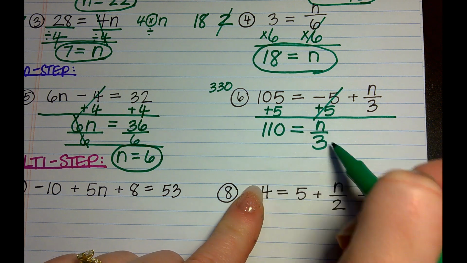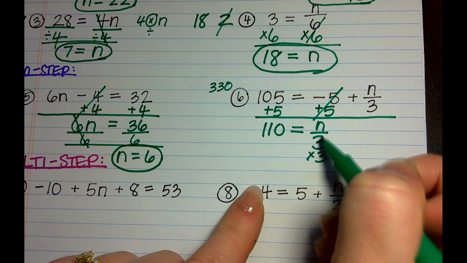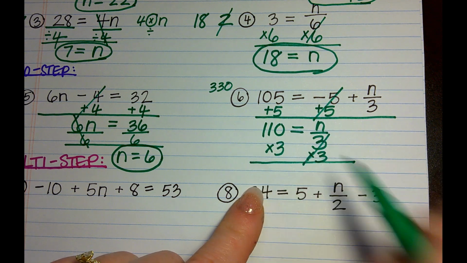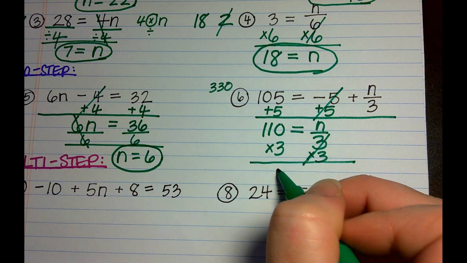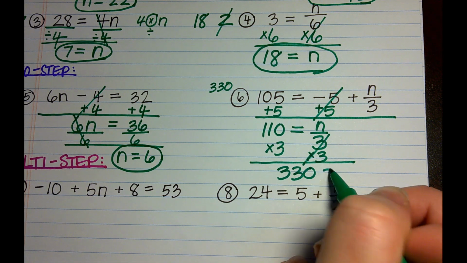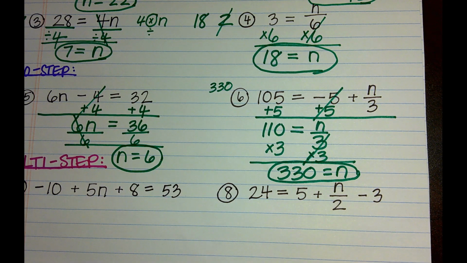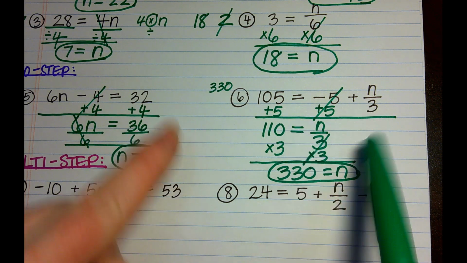Good. Okay. Now that's the step that I didn't do. Multiply by 3. And n divided by 3, we do times. So 330 equals n. Yes, 330 equals n. Good job, guys.